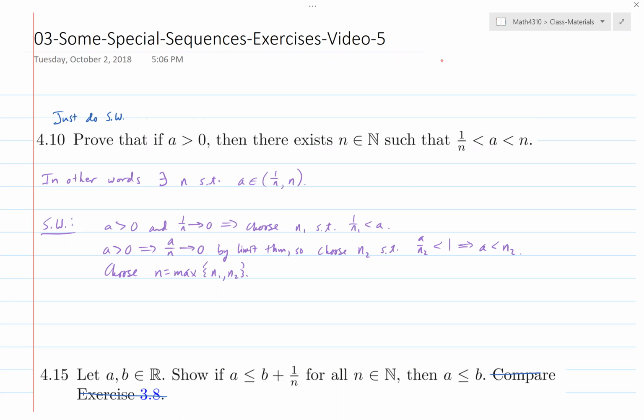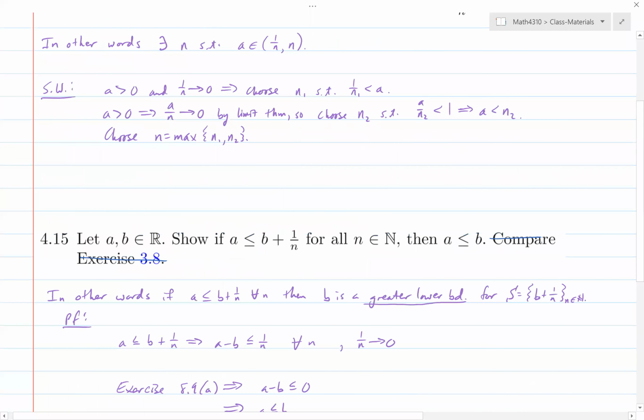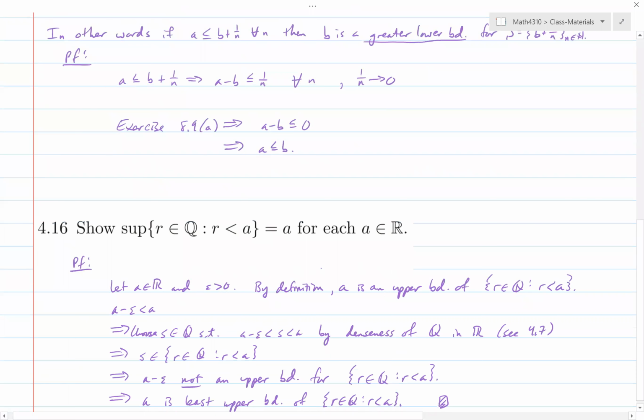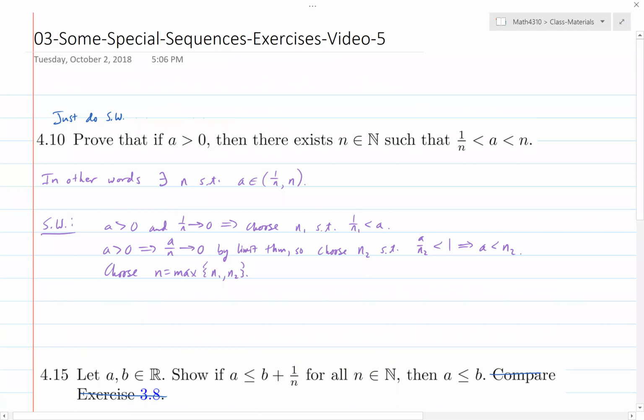You can see I'm providing scratch work in 410. That's a few lines long. In 415, it's 3 lines long. A few more lines in 416. So just a few comments here.